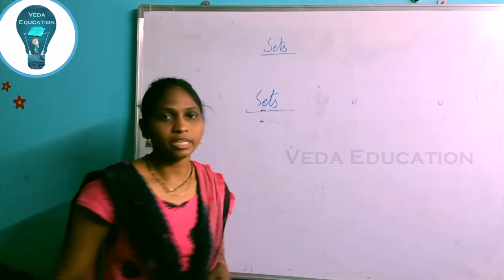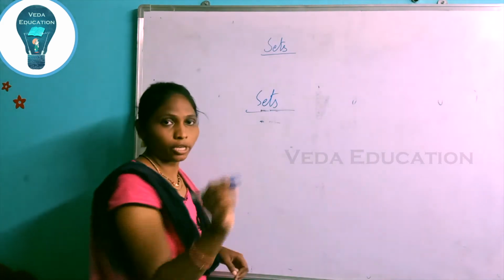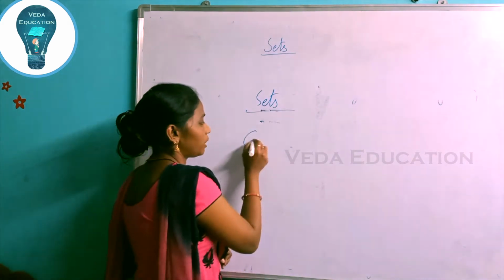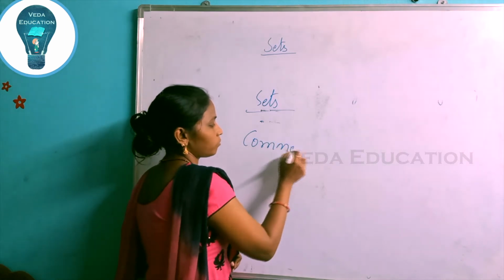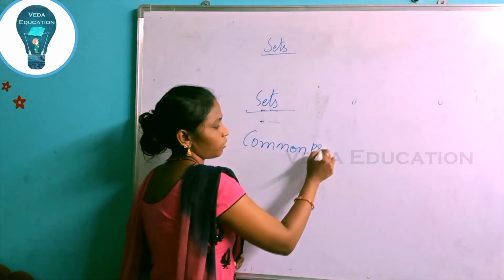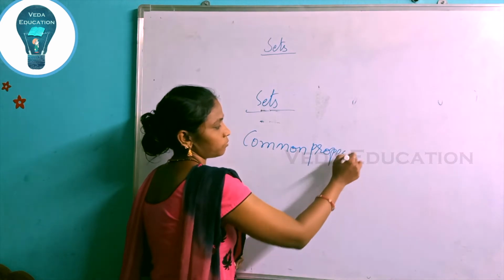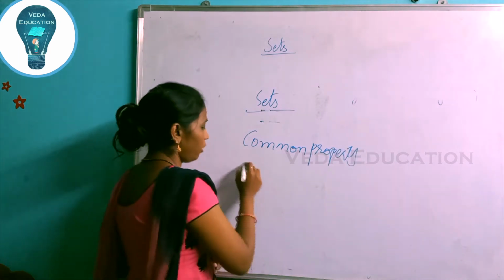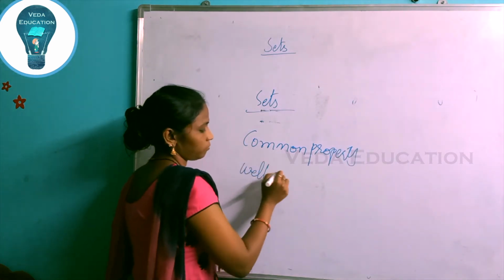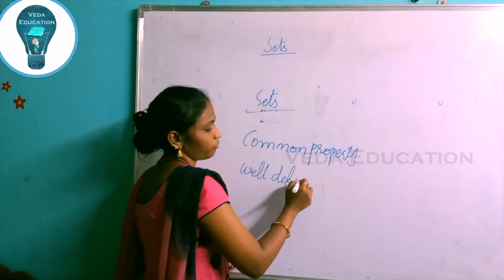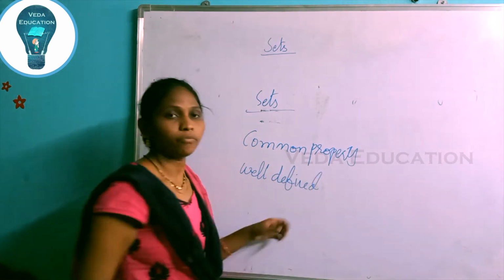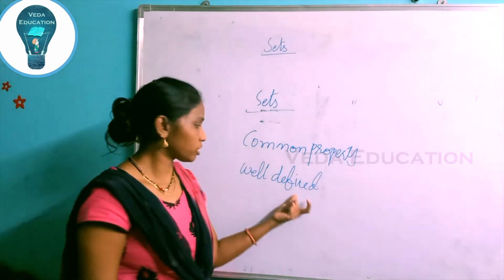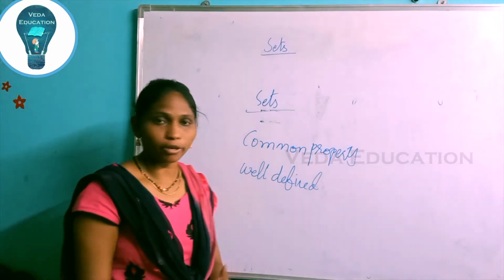So when you are considering a set, those things should have a common property, or be well defined. What is meant by well defined? Well defined means we can define whether those things are considered in one group or not.